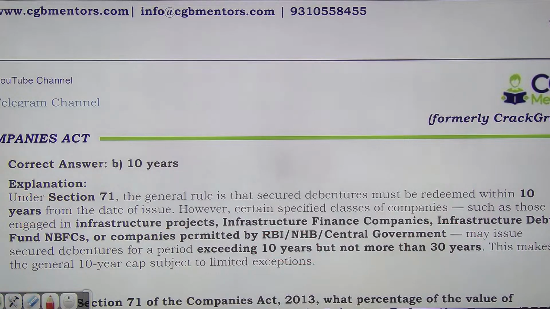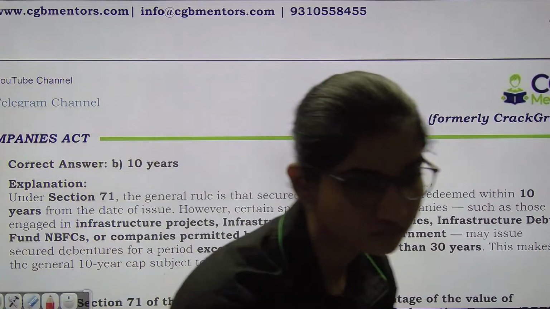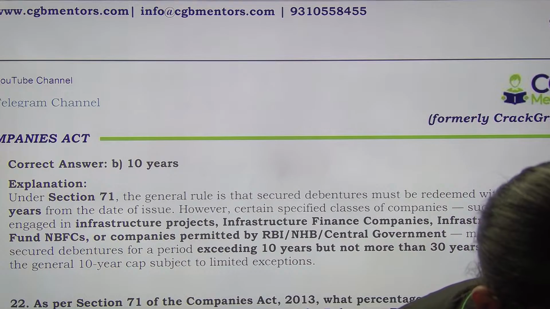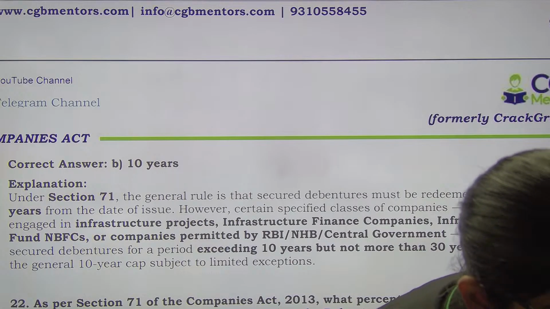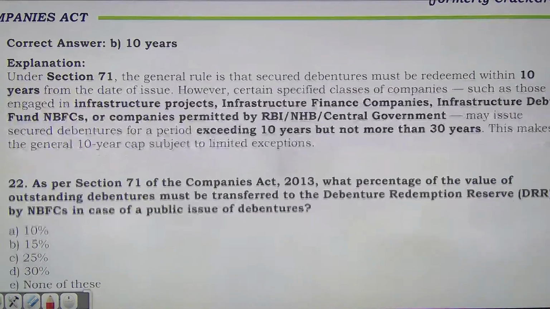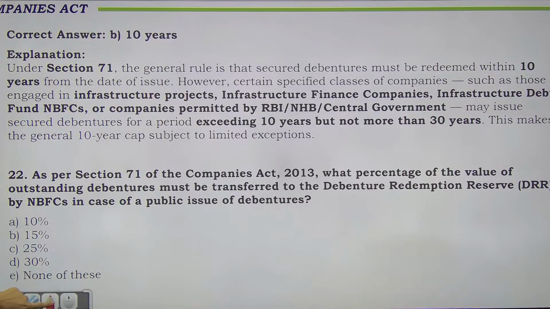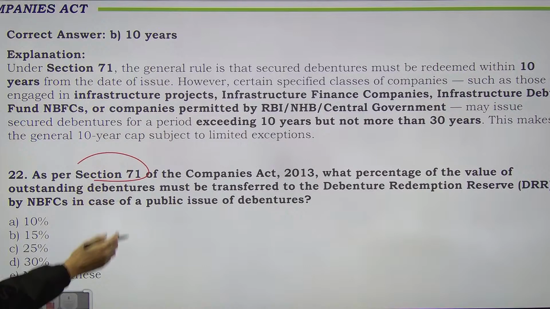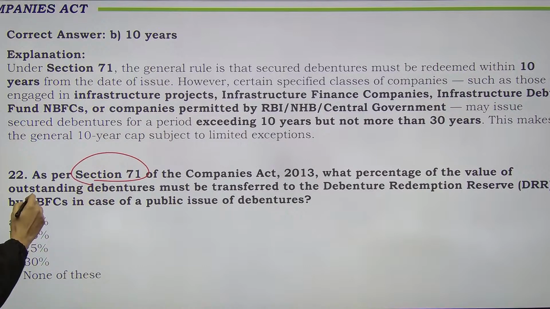Okay, now we are moving forward to the next question. Okay, so the next question here is question number 22. Question number 22 is asking you, as per section number 71 of the Companies Act, what percentage of value of outstanding debentures must be transferred to DRR?